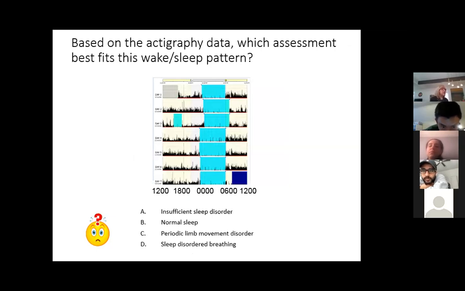Okay. Based on this one, what best fits? What time do they go to bed? What time do they get up? Look at the midnight to 6 activity. Look at the insufficient sleep, say. I'll go with A. Really? Midnight to 6. Maybe that's because I have this over too far. Here's where midnight really is. Oh, okay.